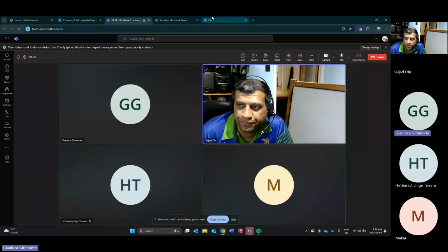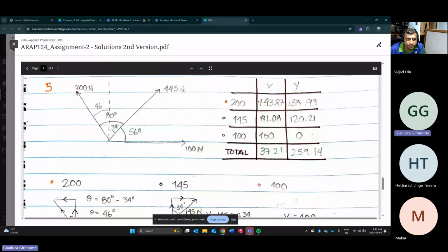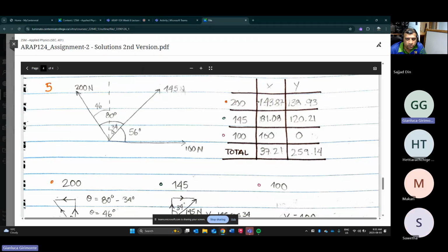So I was going over the questions, and you had this as the answer, and you had 34 here and 80 here. But on the assignment, there was no 34 degrees and the dotted line. I was looking over it and I did it wrong, but I didn't see the 34 or the dotted line. So you have to figure that out.